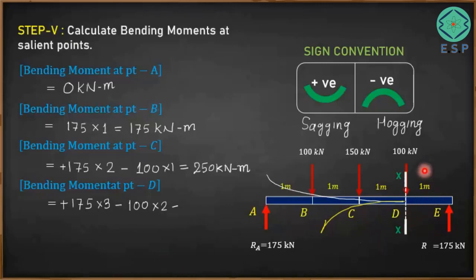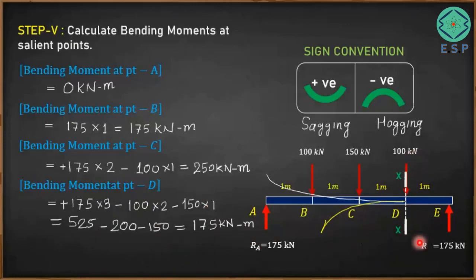Similarly, bending moment caused by this 150 kilonewton about point D is also going to be negative, because the beam is going to bend in this fashion, which is hogging of the beam. So it is minus 150 times 1. The total value we will be getting is 175 into 3, which is 525, 100 into 2 is going to be 200, minus 150. So the overall value is going to be plus 175 kilonewton meter. So this way we got the bending moment at point D.